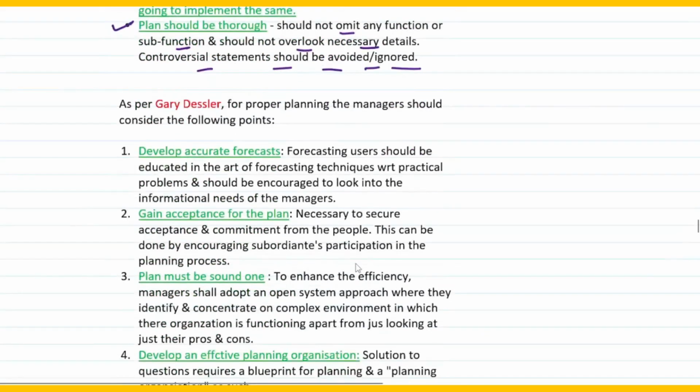Okay. Now please remember this name, Gary Dessler, right? What Gary Dessler said is proper planning. For proper planning, the managers should consider the following points. What are the points that the managers need to consider for planning properly? That is said by Gary Dessler, right? Okay, first of all, you should be able to develop accurate forecasts. That's the first and foremost thing as far as the plan is concerned, because forecasting users should be educated in the art of forecasting techniques with respect to practical problems, and should be encouraged to look into the informational needs of the managers. So if you are a forecasting user, you should make sure that the persons who are doing forecasting are very well trained and educated with the practical problems.